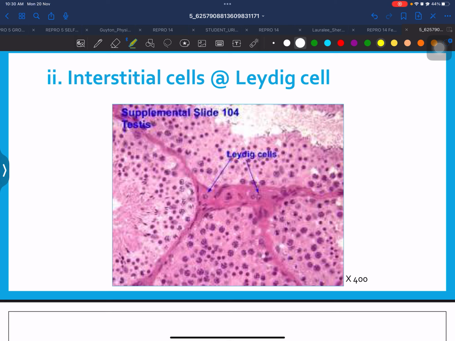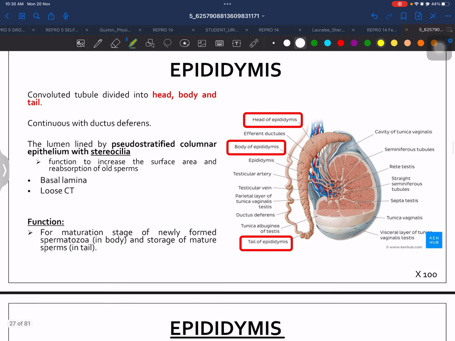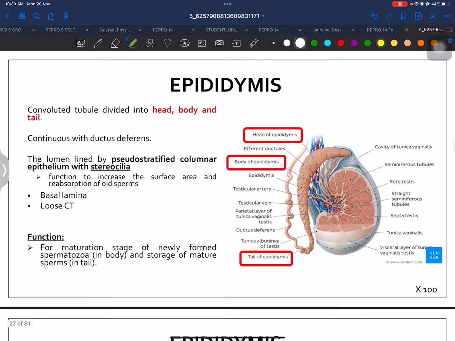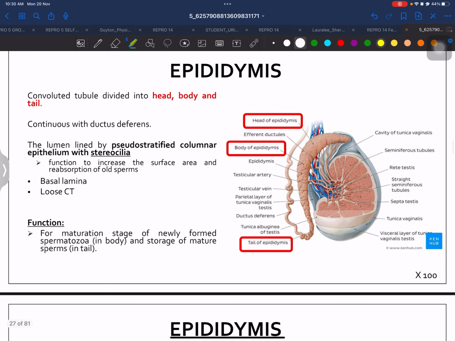So let's go to the epididymis. The epididymis sits on top of the testes. It has three parts: first the head, then the body and the tail. Head, body, and tail. This epididymis is continuous with the ductus deferens.